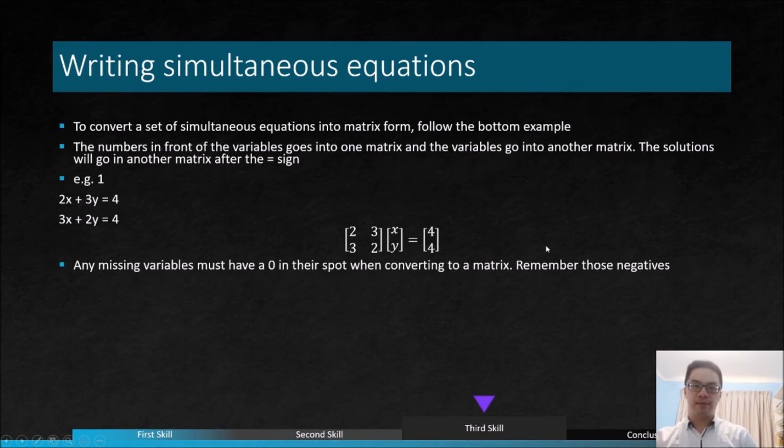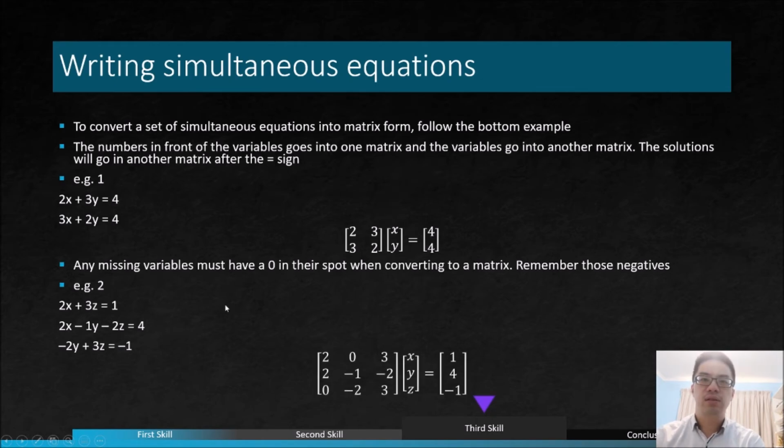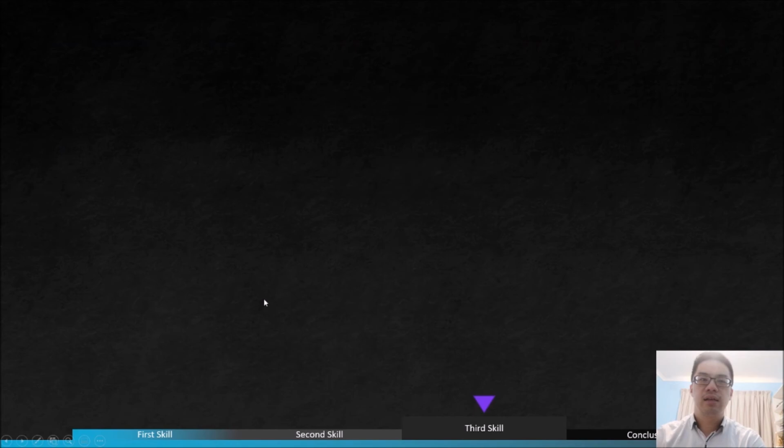Any missing variables must have a 0 in their spot when converting into a matrix, and remember those negative values. So second example, we've got 2x plus 3z equals 1, 2x minus 1y minus 2z equals 4, 2y plus 3z equals negative 1. As you can see, there's 3 variables here, so there should be x, y, z.